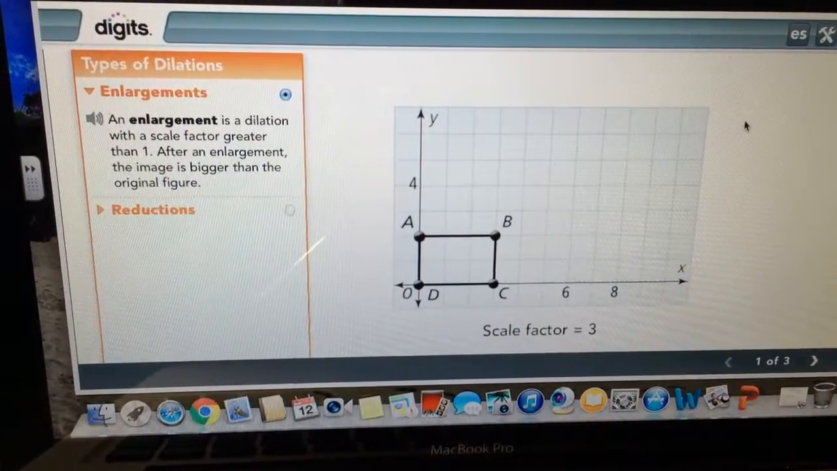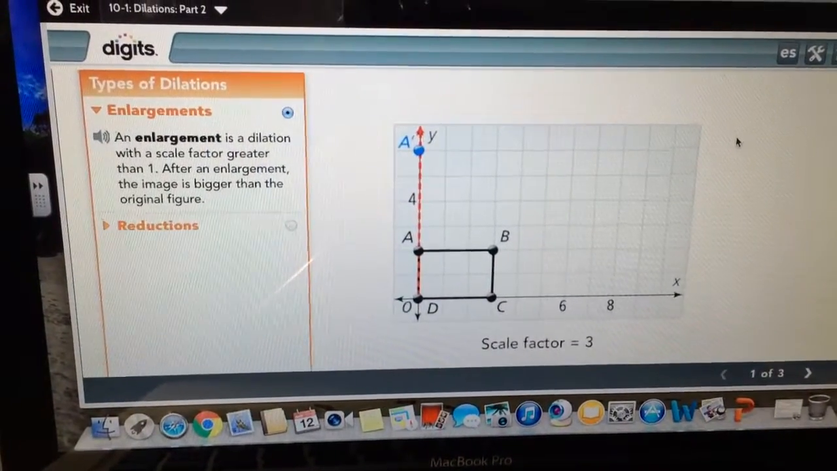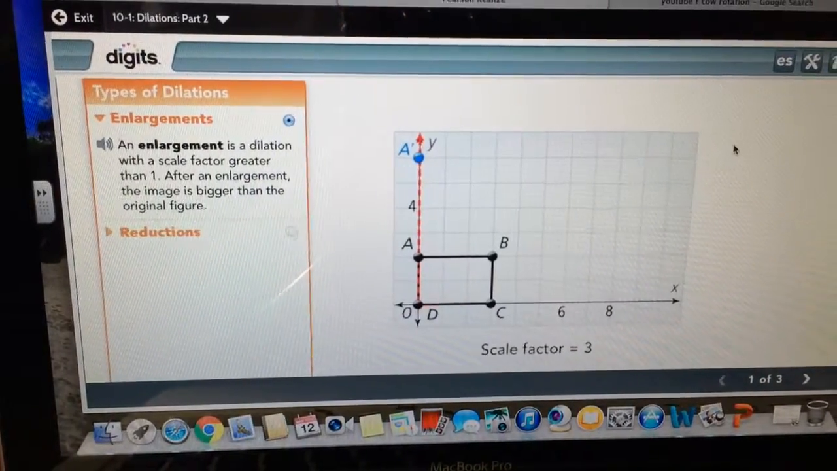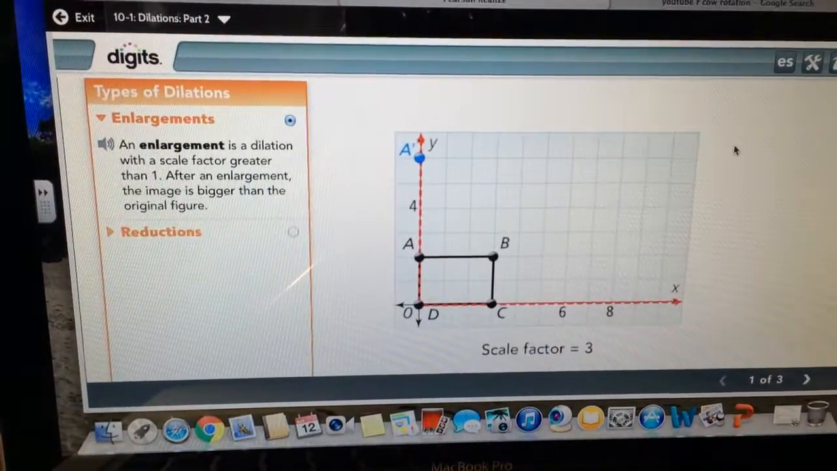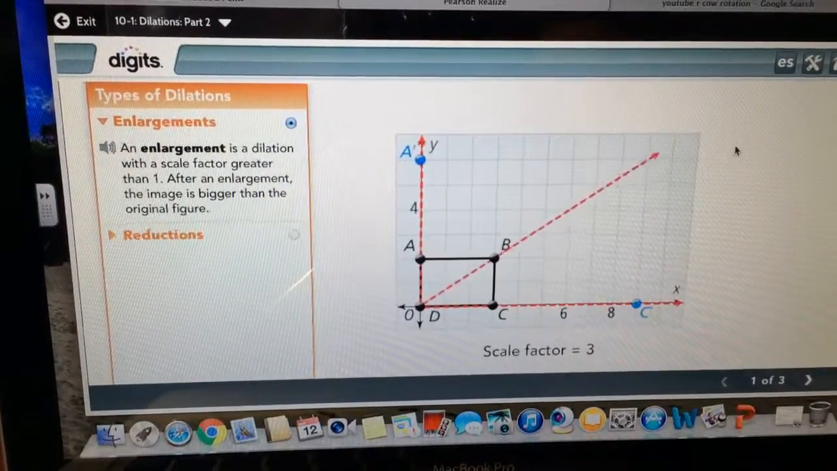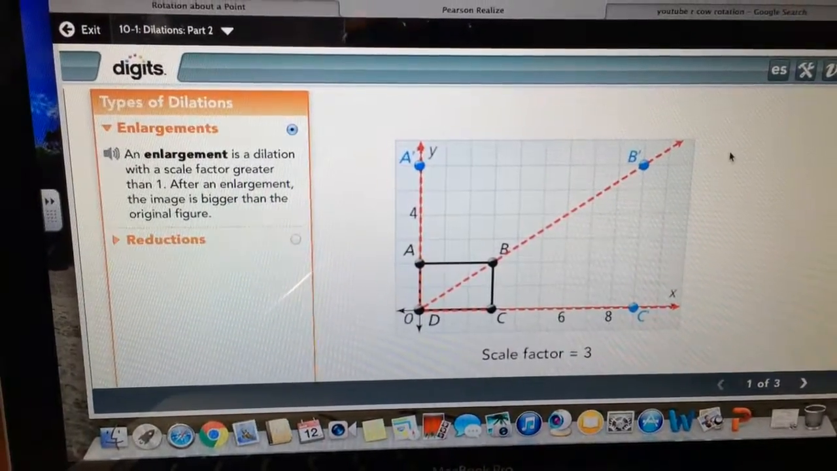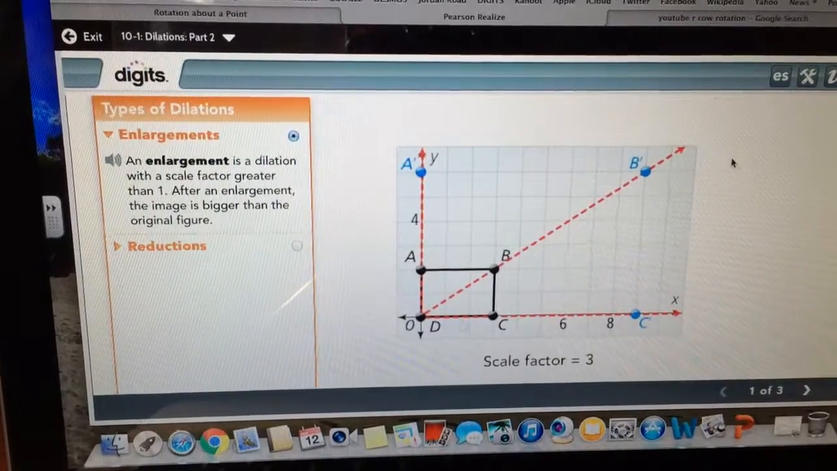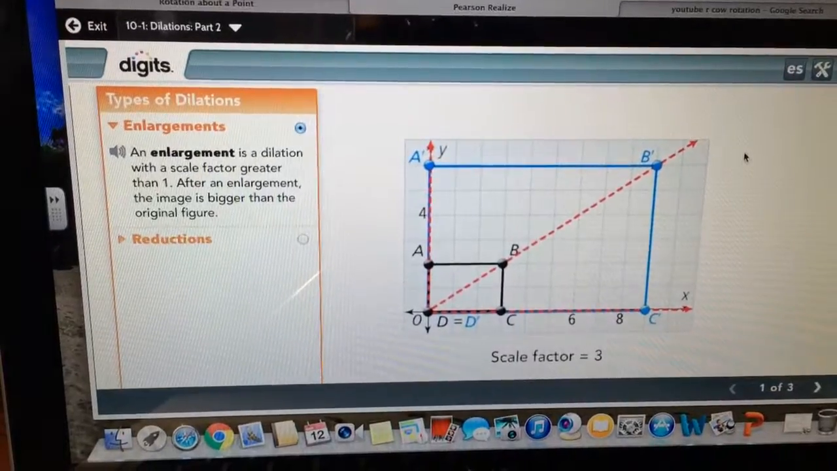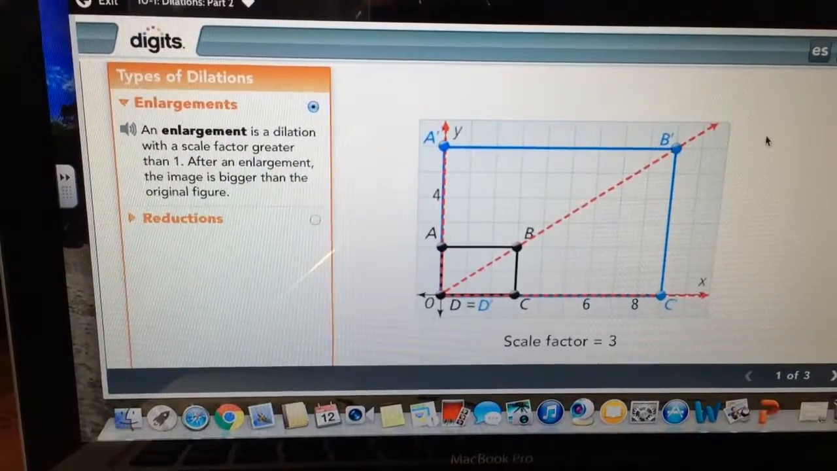A is 2 units from the center, so A prime is 3 times 2, or 6 units from the center. C is 3 units from the center, so C prime is 3 times 3, or 9 units from the center. Similarly, B prime is 3 times as far from the origin as B. D is at the center, so D prime is in the same spot. Rectangle A prime, B prime, C prime, D prime is an enlargement of rectangle ABCD.